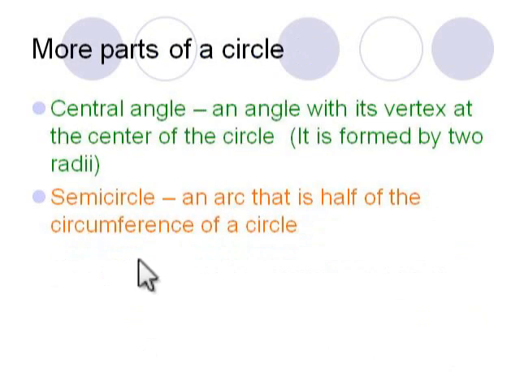We also have central angle, an angle with its vertex at the center, and semicircle. That's an arc that is half of the circumference of the circle.